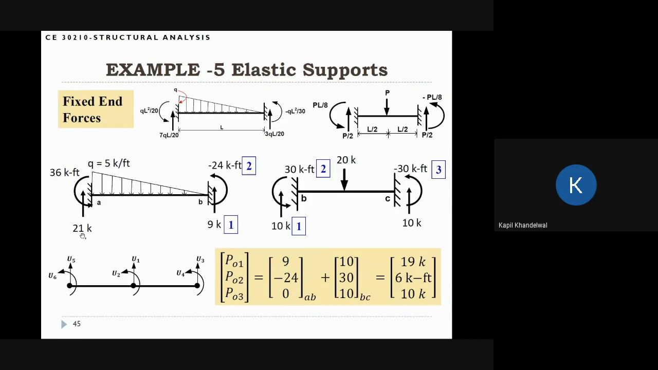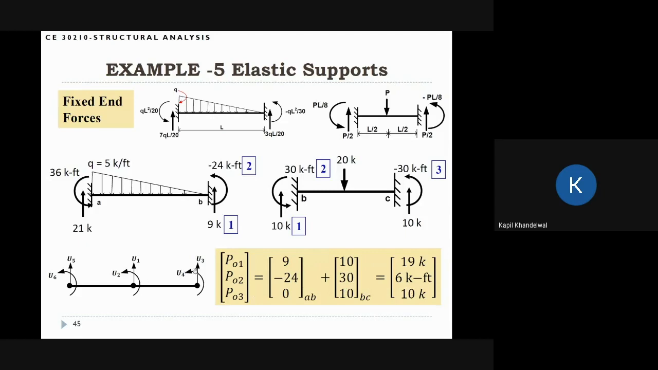It's like 36, 21, 9, and minus 24. And for member BC, there are fixed end forces due to the vertical force at the center. We are interested in the first, second, and third degrees of freedom. In the first degree of freedom, the 9 and 10 go together, so we have to add 9 and 10. In the second degree of freedom, minus 24 and 30 go together, so we add these two numbers. If you add 9 and 10, you get 19, and minus 24 and 30 gives 6.